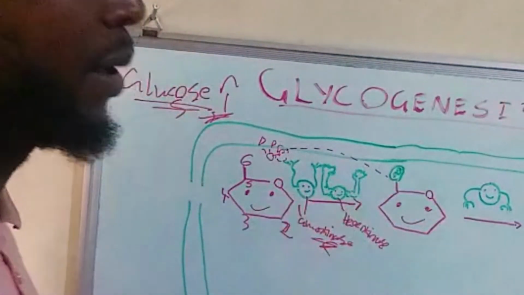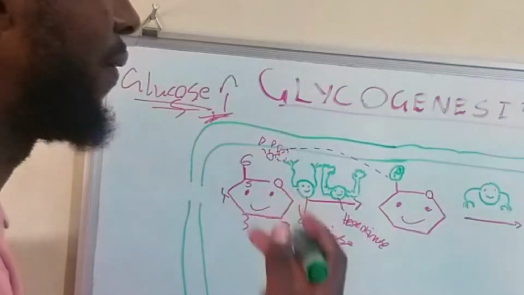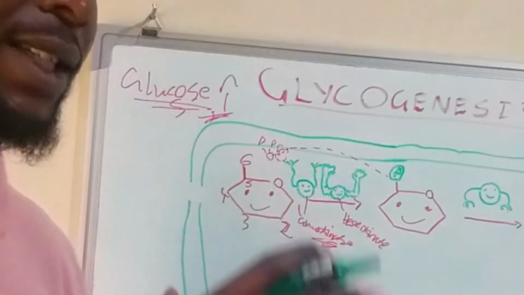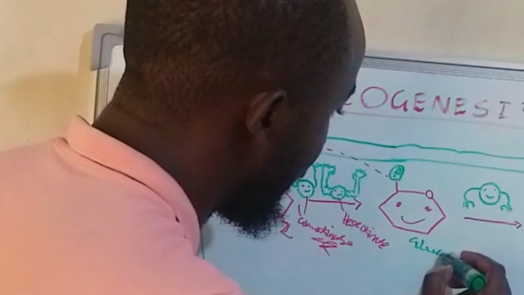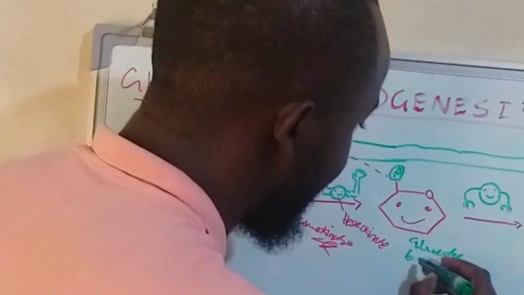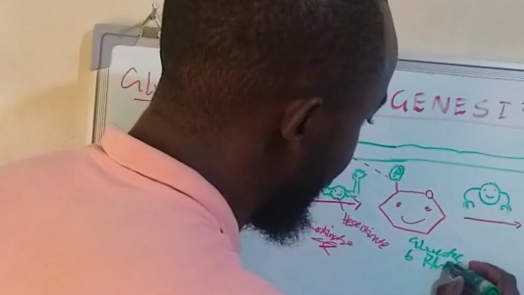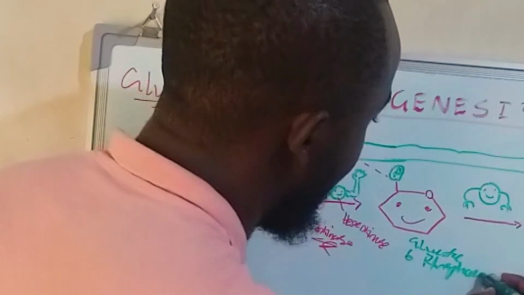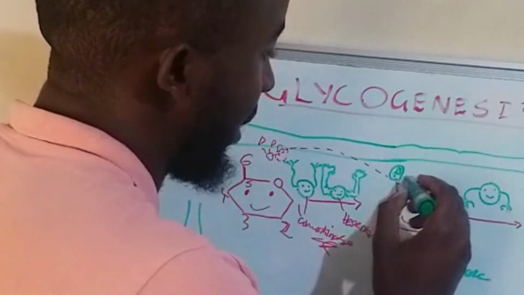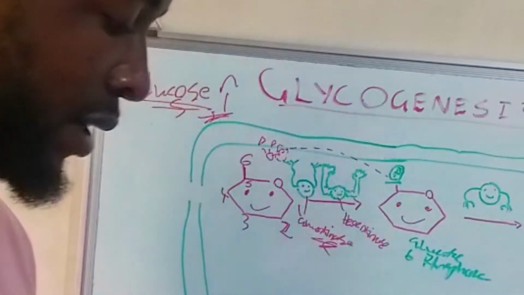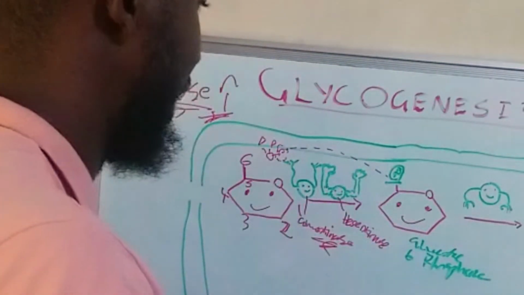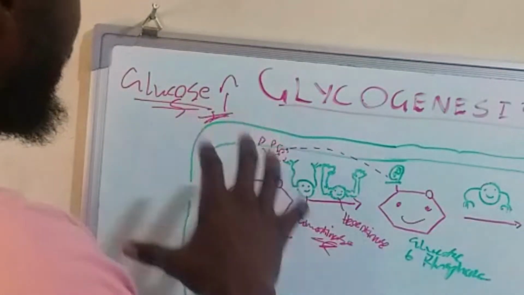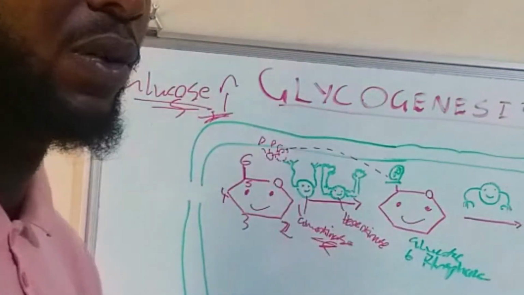So how do we name a glucose molecule that has a phosphate attached to the carbon number 6? It's simple. It will simply be called glucose 6-phosphate. Again, the 6 just tells you that it is attached at the carbon number 6 in the molecule. So now we formed glucose 6-phosphate. Again, too much glucose now gets converted into glucose 6-phosphate.